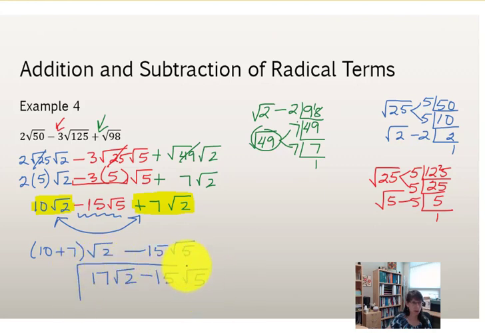And since those terms do not have a common radicand, that's as much as we're going to simplify because we want to keep these terms in their radical form. We're not concerned about what decimal equivalents these are at this point. So this would be our final answer.